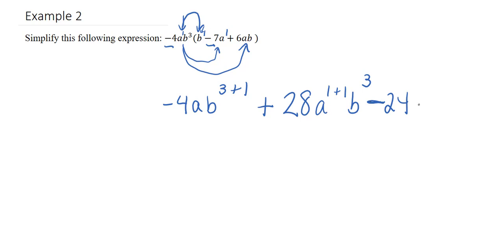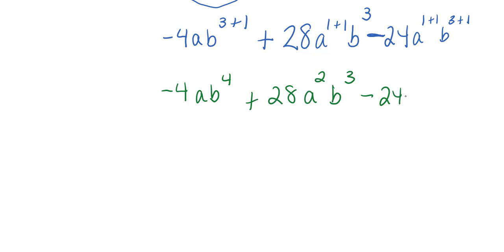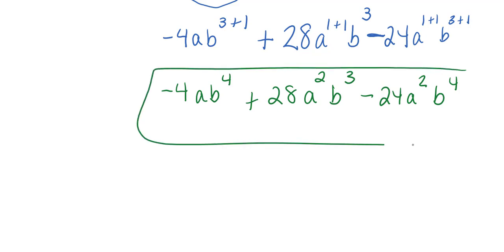And then we have a to the 1 plus 1. This is b to the third and b to the 1, so we can go b to the third plus 1. So let's go ahead and simplify. This now becomes negative 4ab to the fourth plus 28a to the 1 plus 1, so that's 2, b to the third, then minus 24a squared b to the fourth. And we don't have any like terms, so we can't simplify this further, so this would be our solution. So let's do the final example.